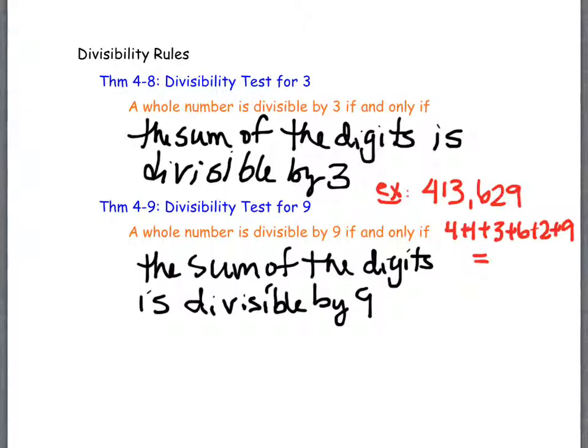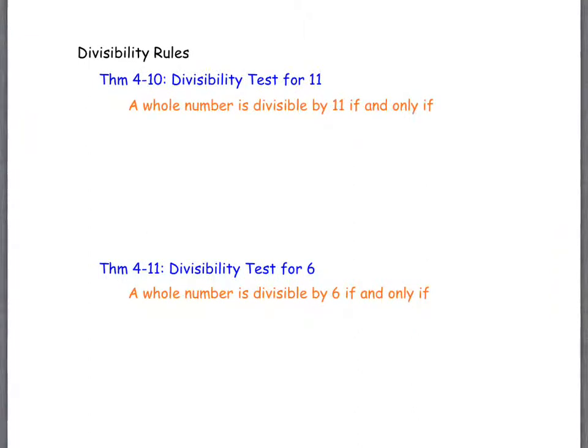No. Is there one more page? Oh, yes. 11s and 6. I forgot about those. All right. The 11 one is so much harder to write out than it is to see. I'm going to write it out because your book does, but then when we do one, I'll show you how much easier it is to actually see.